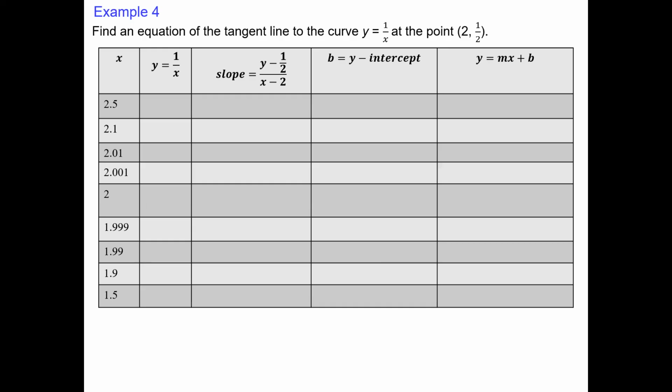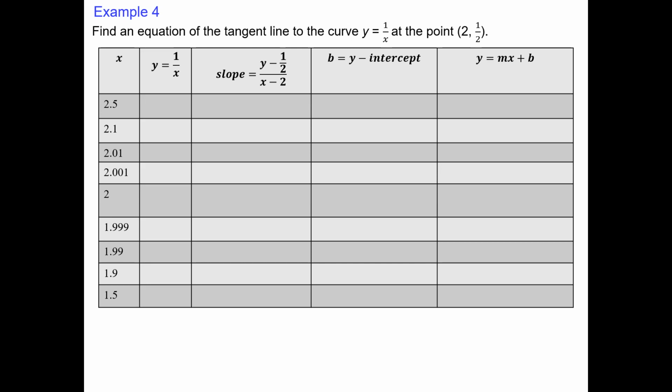In this video, we will try to find an equation of a tangent line to the curve y equals 1 over x, a hyperbola, at the point (2, 1/2). In order to get an equation of any line, we will need a slope. We have a point, which means the point-slope form is quite helpful, but we need a slope.